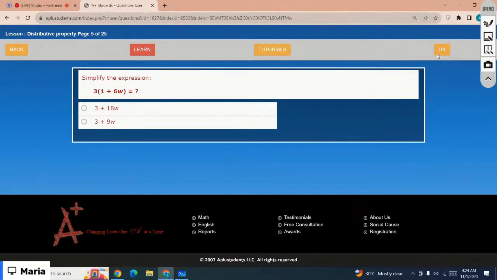Simplify the expression 3 times 1 plus 6w. Which is the correct option? The correct option is 3 plus 18w. The correct option is option number 1. Very good.